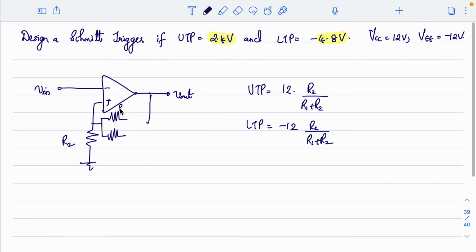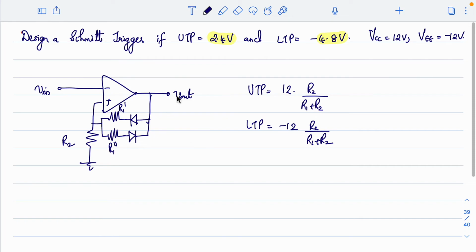Let me call it as R1 dash. Now to make this resistor work, I can add a diode in this form, and this path will be enabled only when your output is at plus Vsat. This diode will turn on. So at that moment, the other path should be disabled. So I should add a diode in this form, and I'll call this R1 double dash.